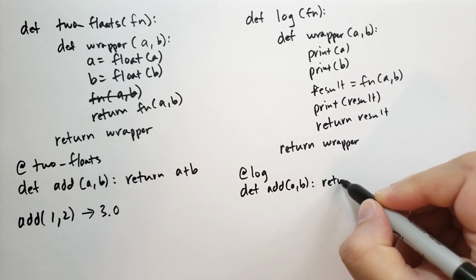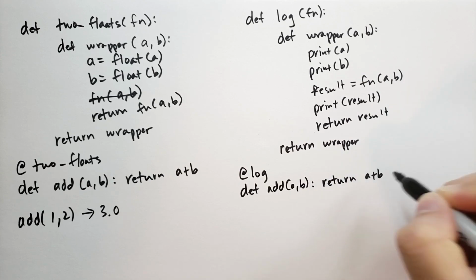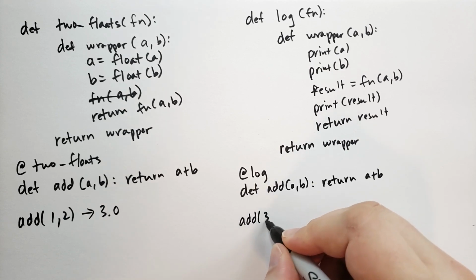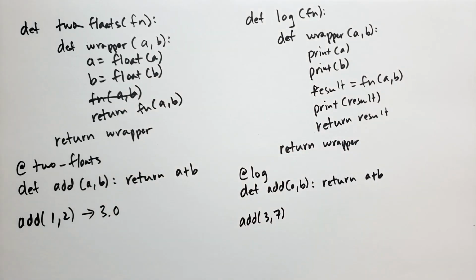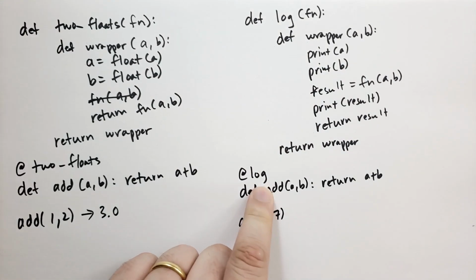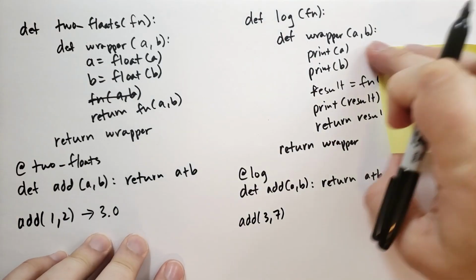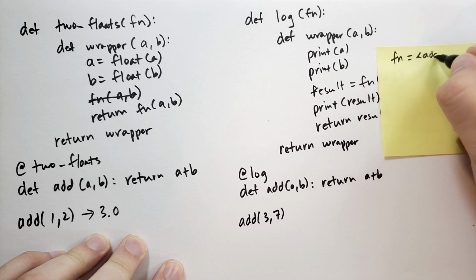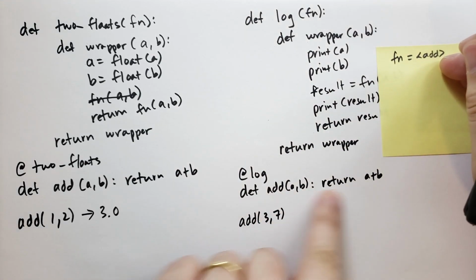Return A plus B. Okay. And so when we call add, let's say we called it with 3 and 7. Let's see what this is going to do. So first, we've already called log once. Okay. So we have fn is that add function we defined below. So fn is this add function here.